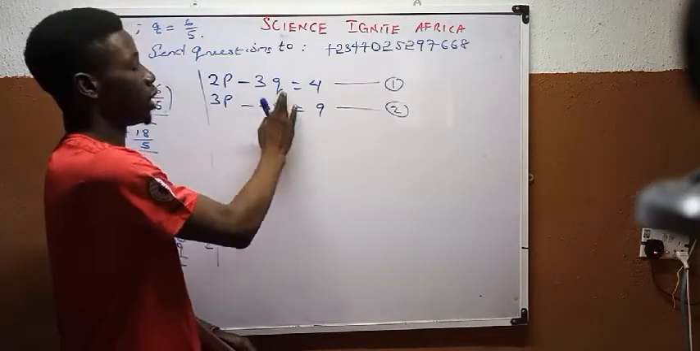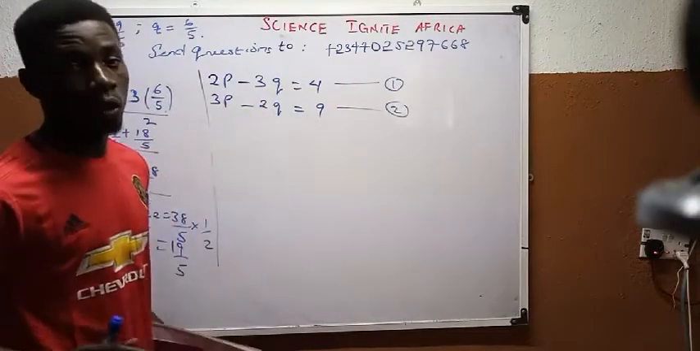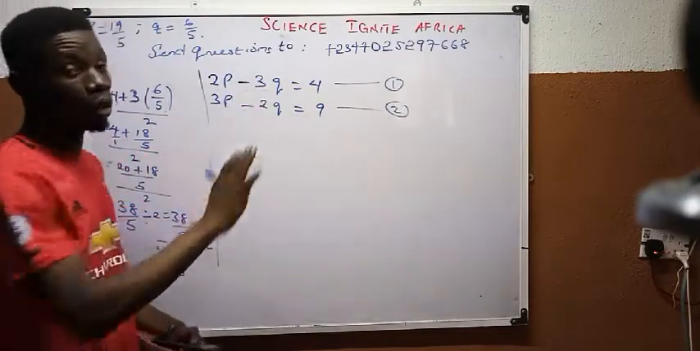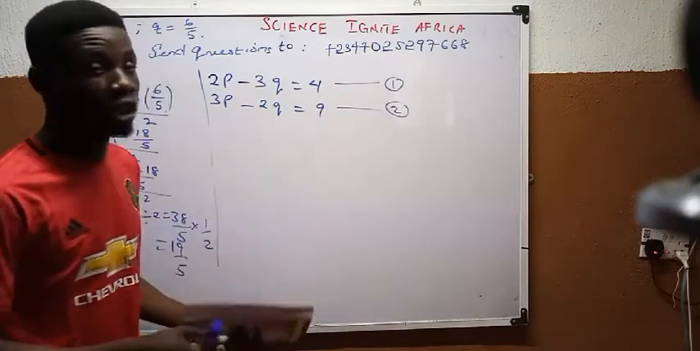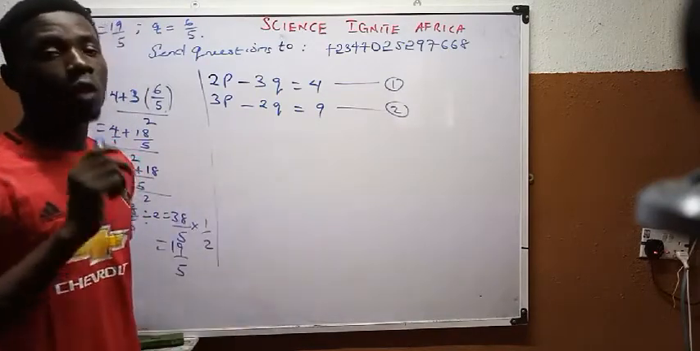Now we have two variables here. We have P and we have Q. I can choose to eliminate Q so that I can work with P alone. And I can choose to eliminate P so that I can work with Q alone. So whichever one I choose here, I don't have any issue. So let me choose to eliminate Q.